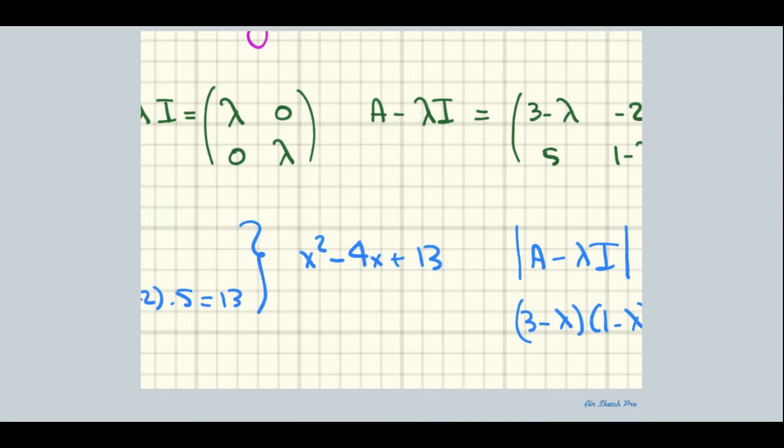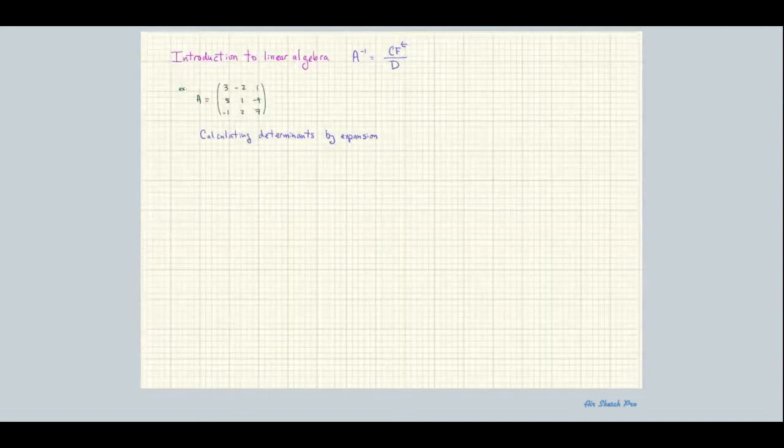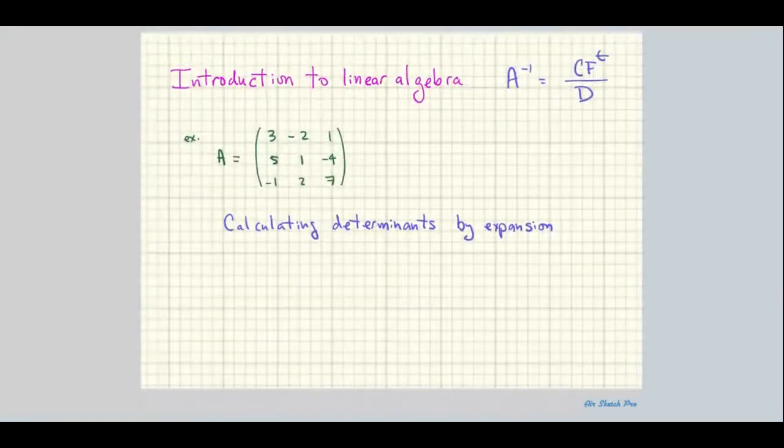All right, that's enough for that one. So let's do more fun stuff. Now, next thing I'm going to look at is calculating determinants.